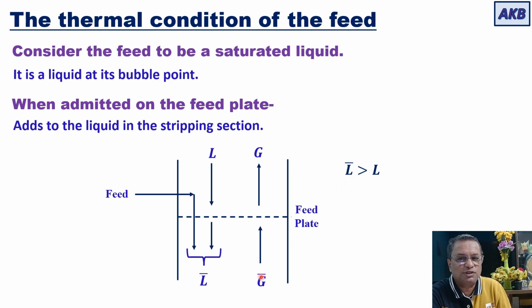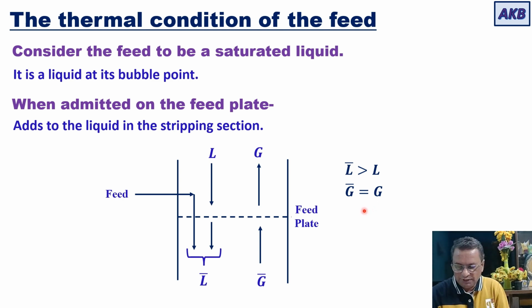And as far as vapor is concerned, nothing is happening with the vapor stream. The flow of vapor stream in the stripping section is the same as that in the rectifying section. Therefore, you have this relation: G bar is equal to G. That is, molar flow rate of vapor in the stripping section is equal to molar flow rate of the vapor in the rectifying section.